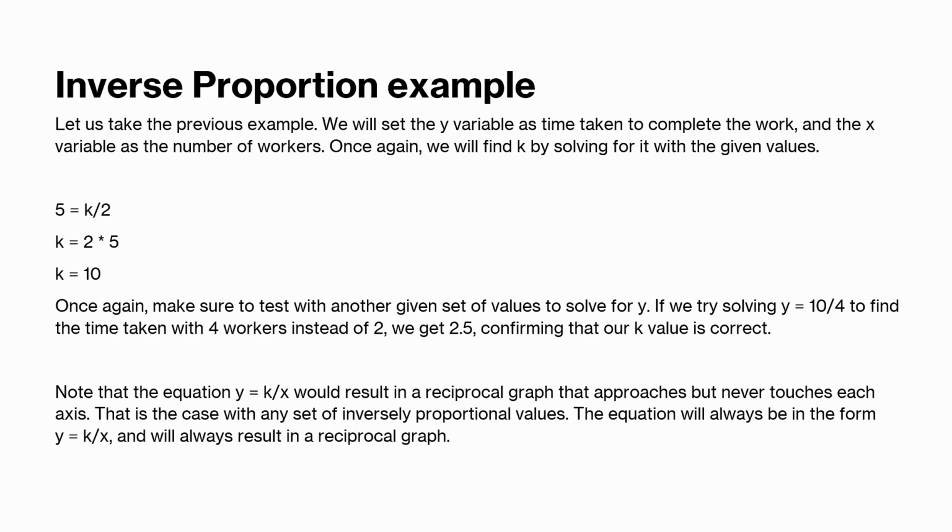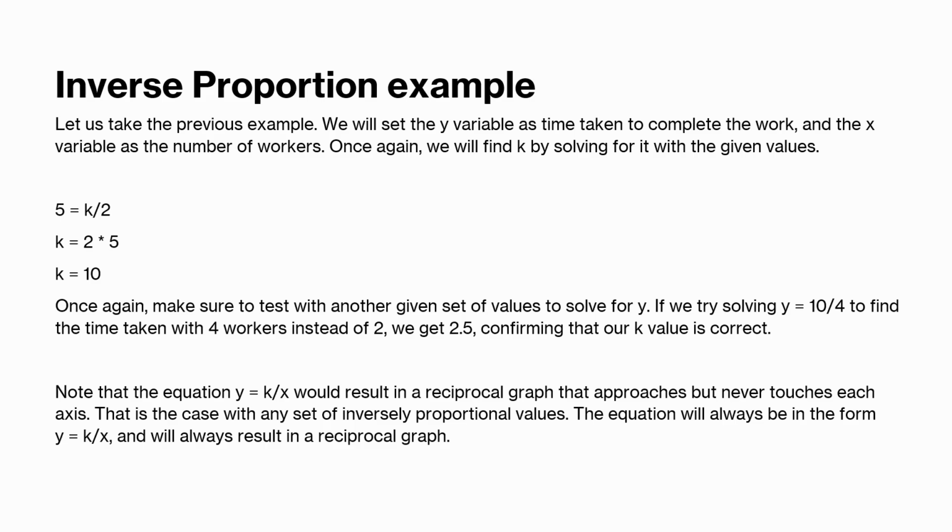Make sure to test again with another set of given values. So if you try solving y equals 10 over 4, now we're doubling the amount of workers, to get the y, the time taken would be 2.5, which would give us half the value, confirming that the k is correct. Note that this equation for y equals k over x would always result in a reciprocal graph.